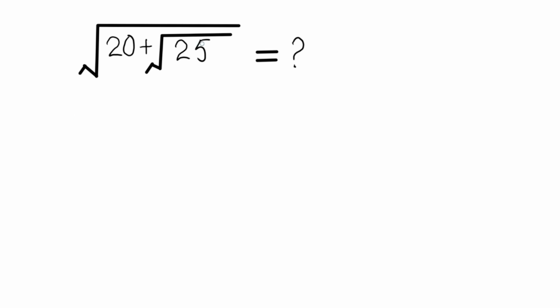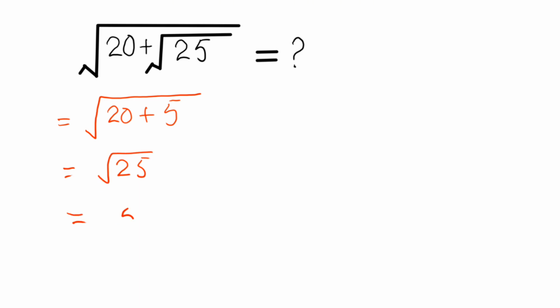First of all, we will take a square root of 25. So it will become a square root of 20. If we take a square root of 25, it will become 5. So 20 plus 5 is equal to square root of 25, which is equal to 5, which is our answer.